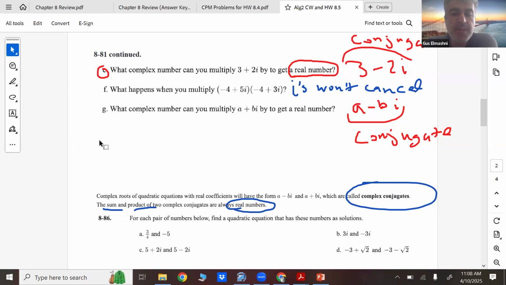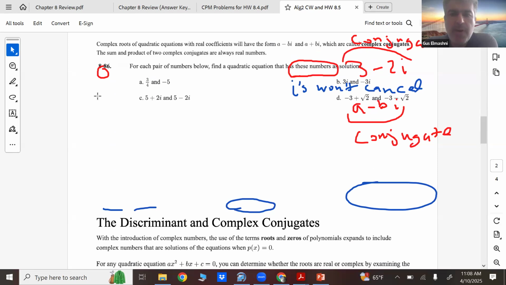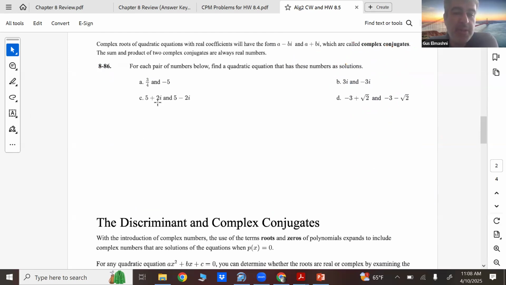Okay. So let's move on to 886. For each pair, find a quadratic equation. Okay, so I'll do A and C. I'm gonna have you guys do B and D. So here's what you want to do. So today's Jeopardy, there's two categories. One category is factoring and giving me the roots. The other category is like this. So I deliberately made the game today to help you with what we're doing today. Where I'm gonna give you the roots, you gotta give me the equation. So here we go. Here's how we do it.